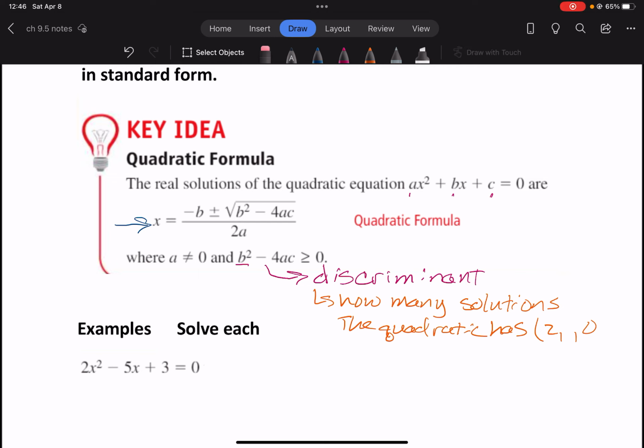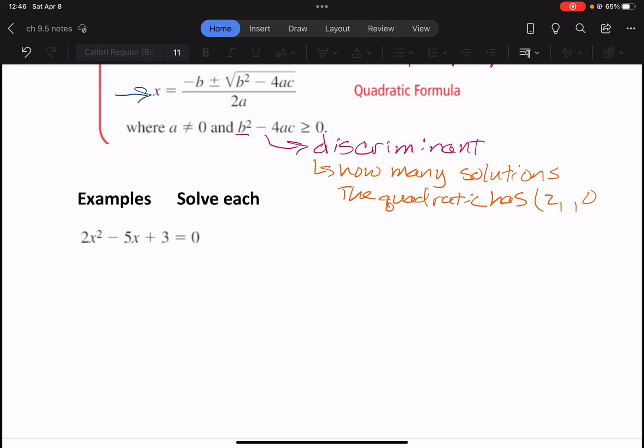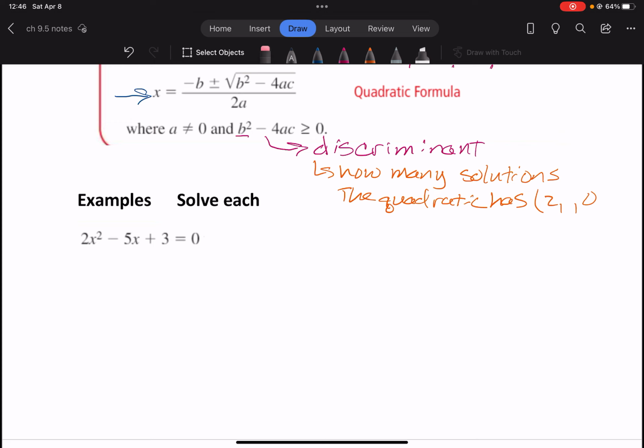So what I'll do here is look at the first problem: 2x squared minus 5x plus 3. I want to write down what A, B, and C are, so I'll write my table out. A is 2, B is negative 5, and C is 3. So the first thing that I always do when I do the quadratic formula, and this is the easy part, is check the discriminant. If this is less than 0, I stop. I don't even go on from here.